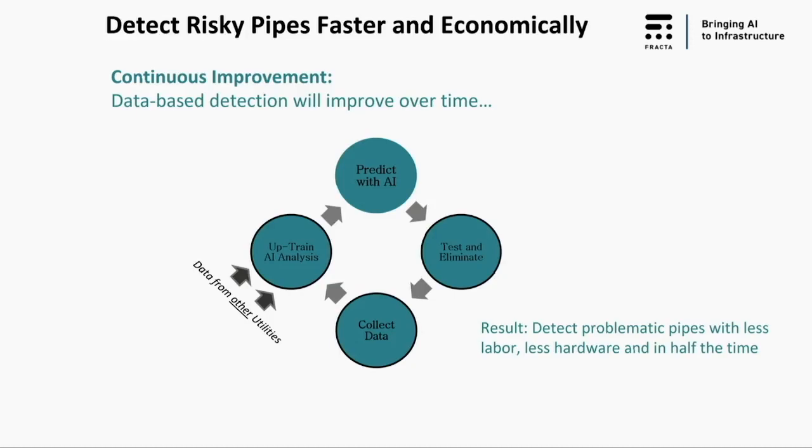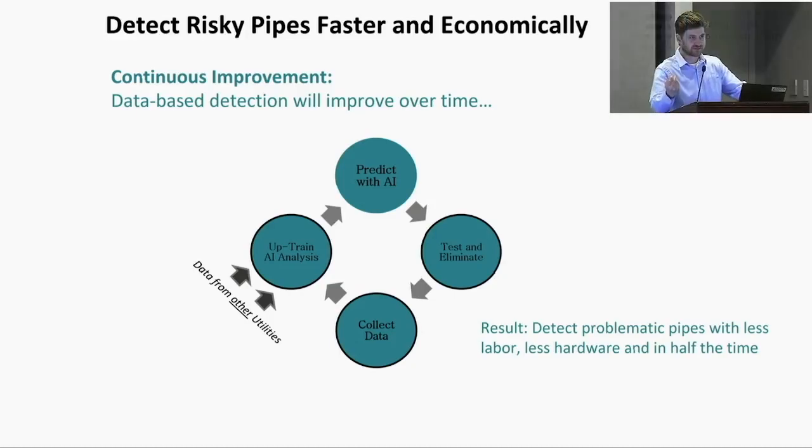Constant improvement. Now we're getting into the global aspect of AI. The whole idea with machine learning and AI is you make a prediction, then you test and eliminate that prediction, and then you make another prediction. So when it comes to water mains and predicting a likelihood of failure, it's a four-step process. We make our initial prediction, so this is that first AI model you receive.